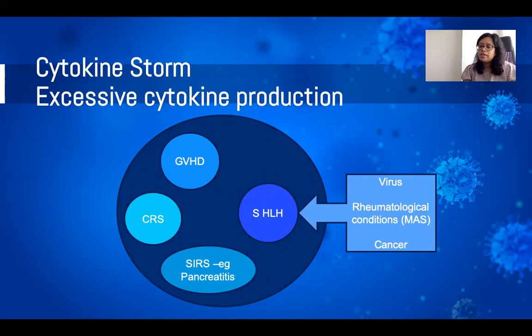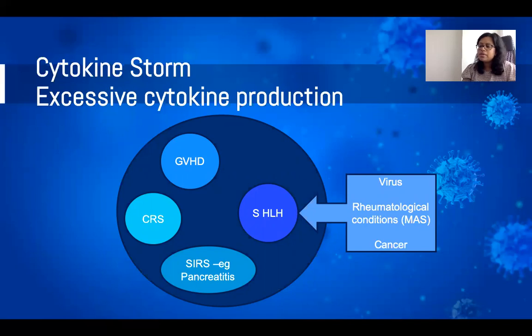So moving on to the cytokine storm, or excessive cytokine production. Again, I just want to emphasize that the majority of COVID-19 patients do well, but a small group become very unwell. And some of these patients may have this cytokine storm, which induces a hyperinflammatory state, causing multi-organ dysfunction.